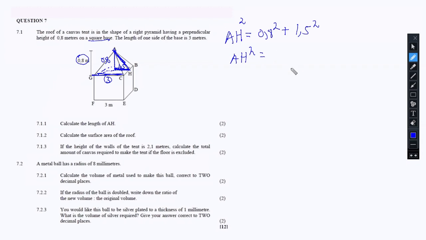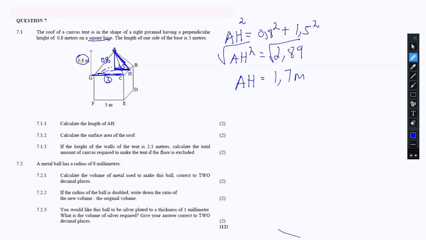You are supposed to get 2.89. And then obviously when you now have to square both sides, your length for AH becomes 1.7 meters. Okay, so that's it. Now you have your slant height. 7.1.2 is now saying calculate the surface area of the roof.